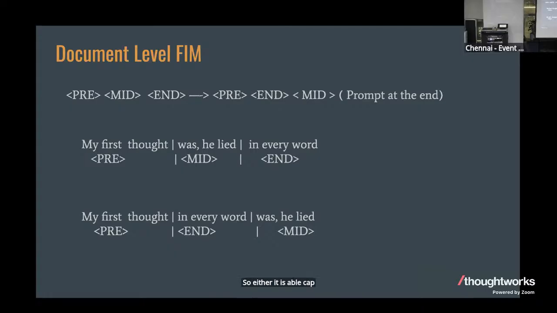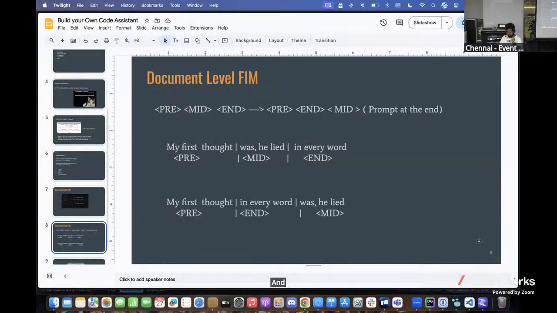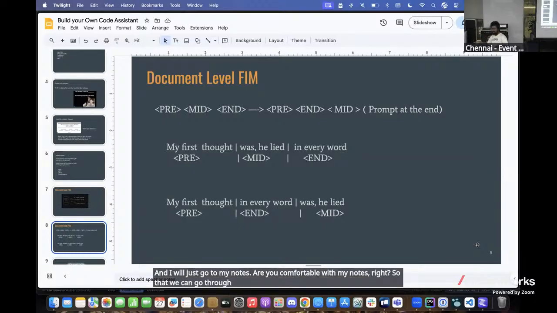So my thought was, for example, "he lied in every word." It jumbled the sentence, and what we expected was "he lied," and based upon this we are going to predict the accuracy. That's the whole idea of it. And maybe I will just go to my notes. Are you comfortable with my notes, so that we can go through the paper and you can read it?